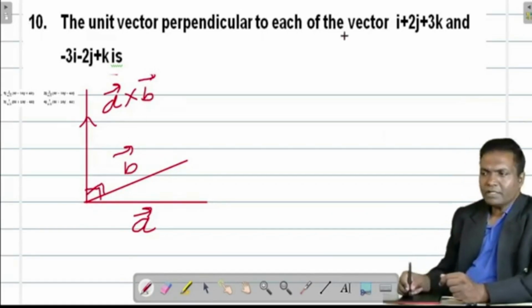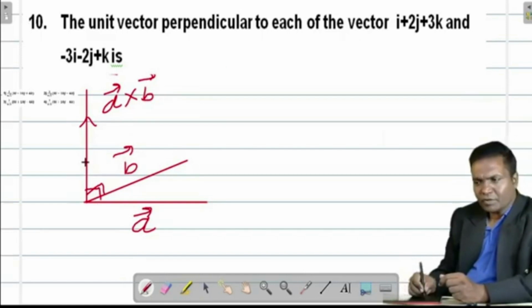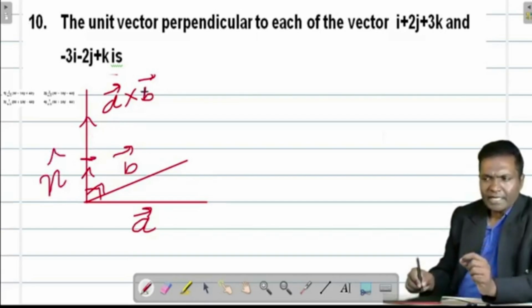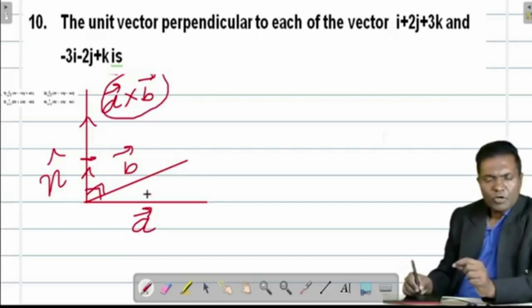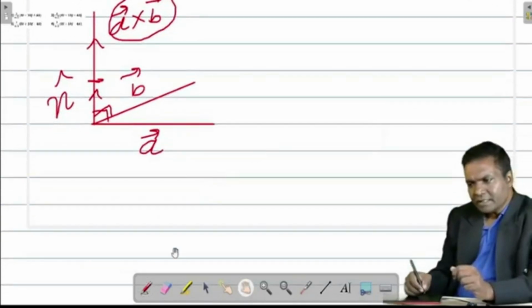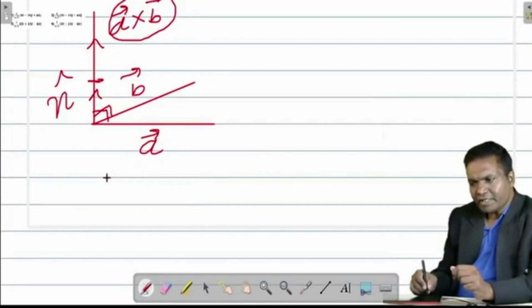Now we want the unit vector which is perpendicular to both A and B. It means you have to find the unit vector in this direction, that is, you need to find n cap. So geometrically, A cross B is the vector which is perpendicular to both vector A and vector B. So calculate this n cap. Before that, you find what A cross B is.